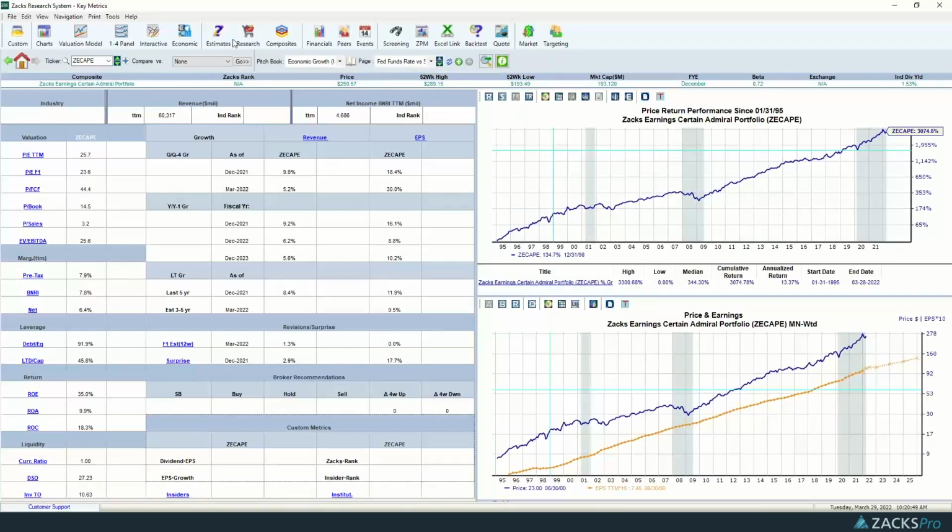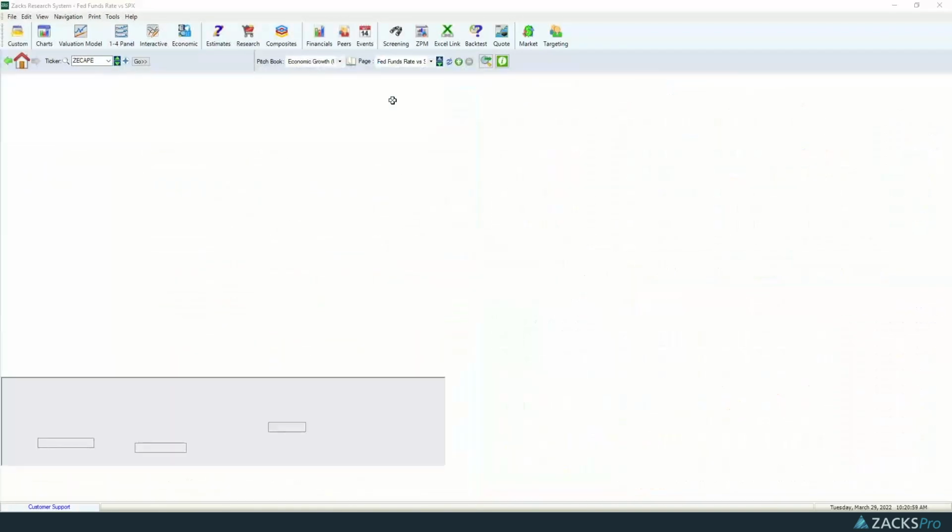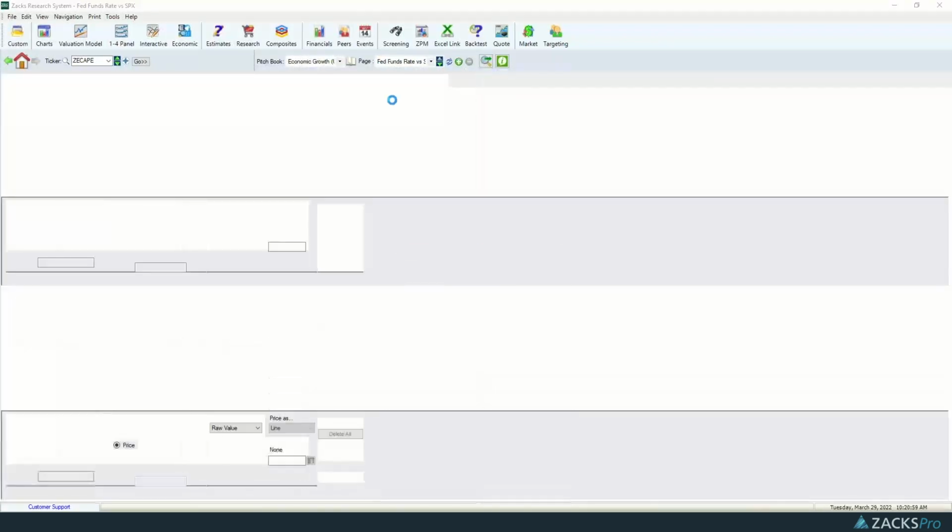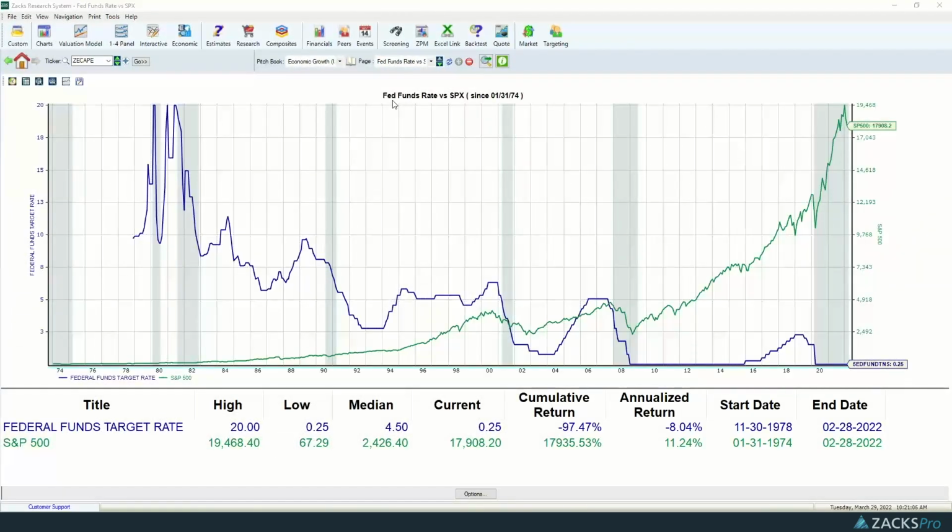We have a number of tools that we can use within the interactive chart area, and this is also available within Zacks Advisor tools. I created a custom chart where I looked at the federal funds rate historically versus the S&P 500. I am using the S&P 500 total return index, so the numbers are a little different from what you might be used to seeing. This is not the price index that you see quoted throughout financial media. This is the total return index, so it gives you a true picture of the total return that the index has delivered over the years.